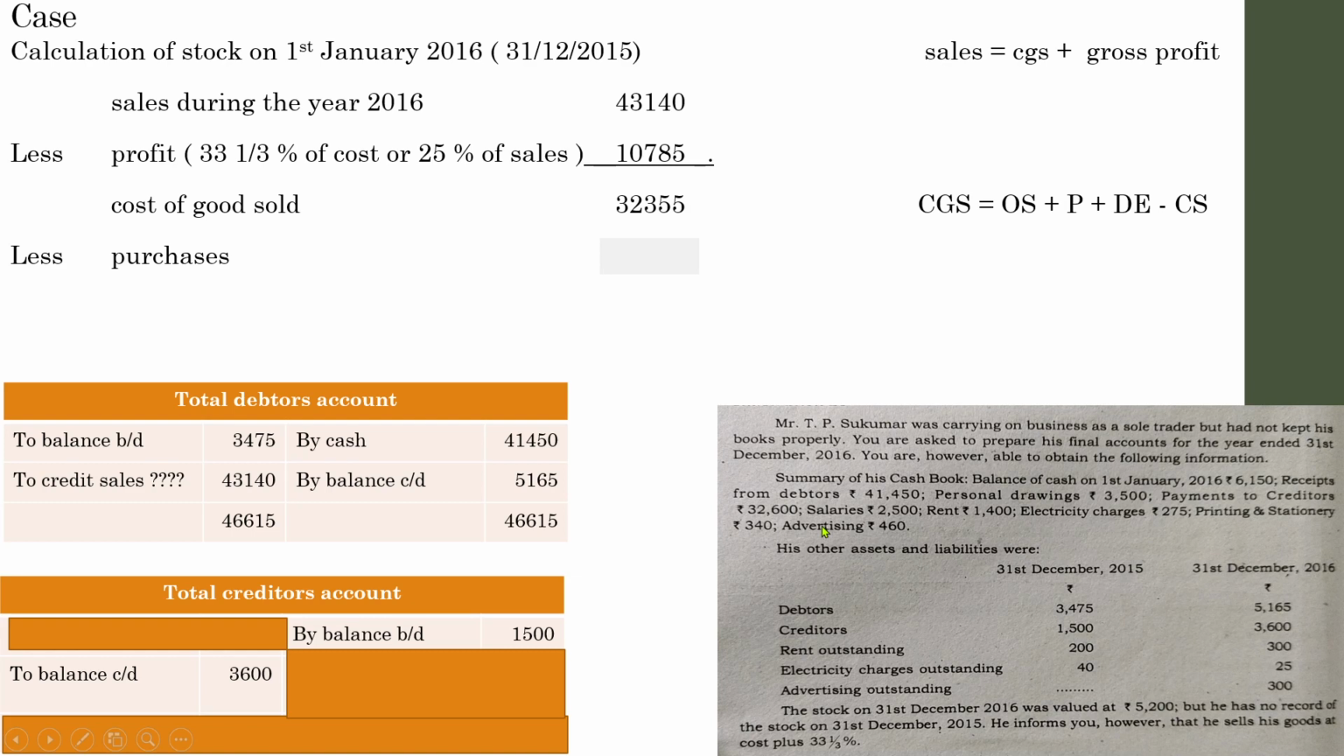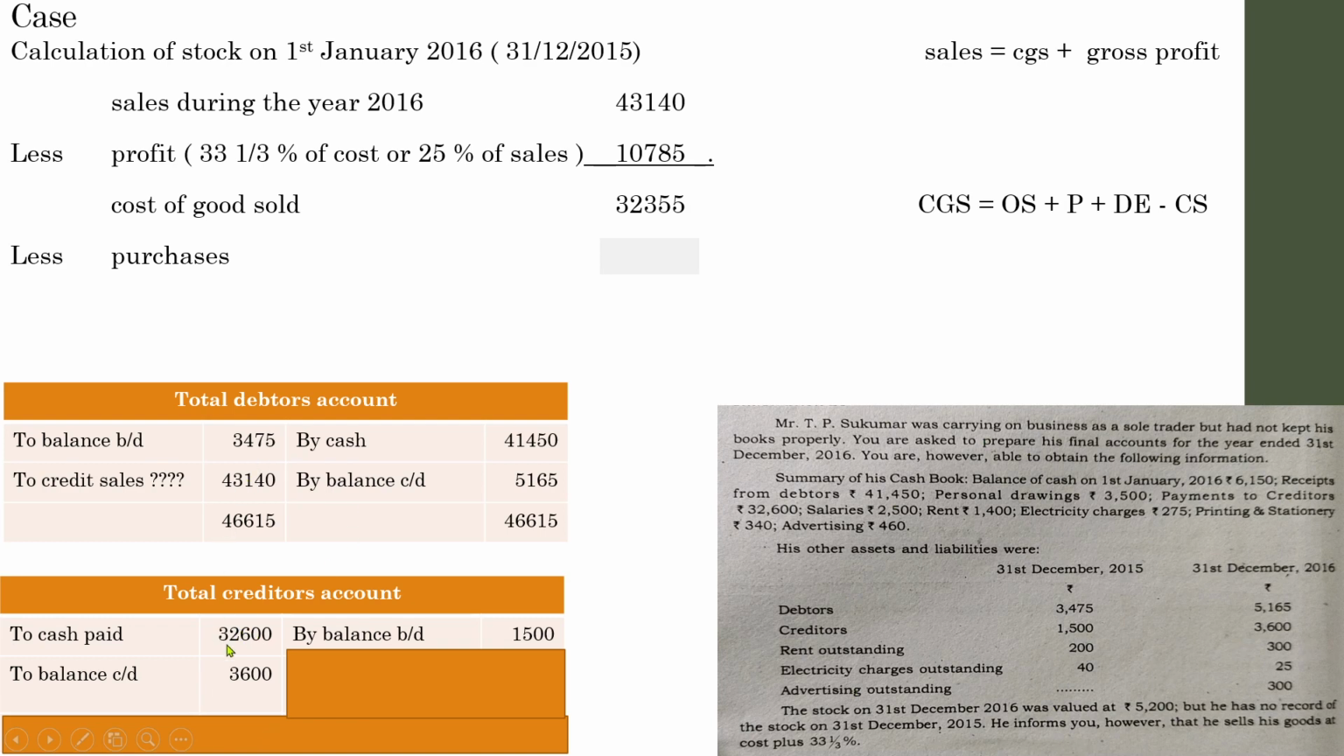So whenever payment is made, the entry will be creditors account debit to cash, 32,600. Now go through again all the details. You can see that we have recorded all the items relating to creditors. So let us balance this account.